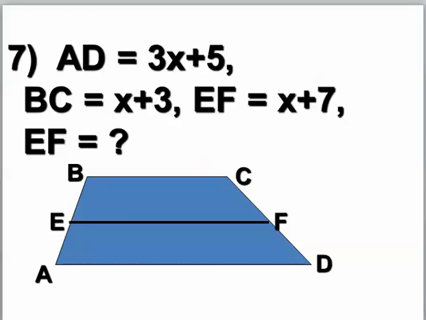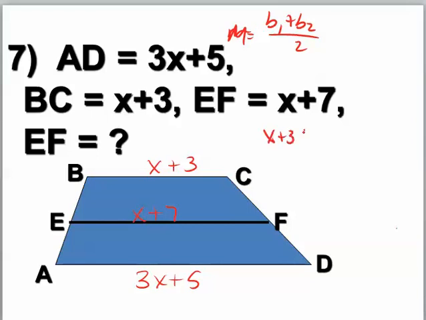Moving on to number 7, the length of AD is 3x plus 5, the length of BC is x plus 3, and the length of EF is x plus 7. We're going to use the same formula, base 1 plus base 2 divided by 2 gives us the length of the median. So if I do x plus 3 plus 3x plus 5 divided by 2, that should equal x plus 7. Now I could do the like terms on top, or I could get rid of my fraction. It is up to you.